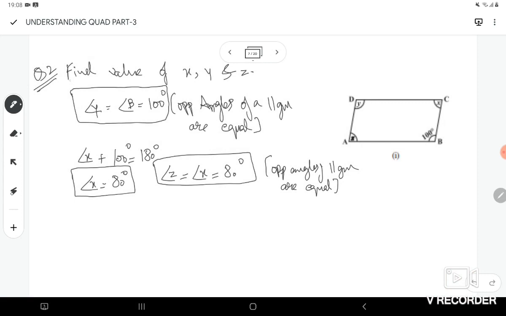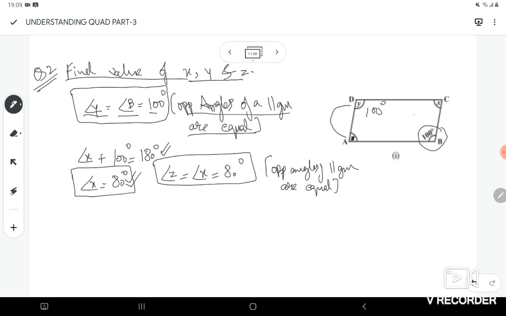Now moving on to the next question, we have to find the values of x, y and z, and only angle B is given as 100 degrees. Using the property that opposite angles of a parallelogram are equal, angle y would be nothing but the value of angle B, equal to 100 degrees. And using the property that adjacent angles of a parallelogram are supplementary, x plus y would be equal to 180 degrees. From here we get the value of x equal to 80 degrees.